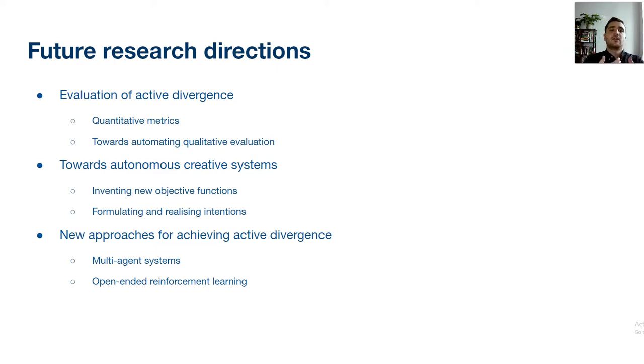Then looking forward for some of the possibilities for achieving active divergence with techniques that we've not necessarily discussed in this taxonomy, I think there's a lot of scope for multi-agent systems. We've seen a little bit of that in the training without data, but there's a lot more scope to improve that and develop this further. And also open-ended reinforcement learning could be very fruitful in achieving active divergence.